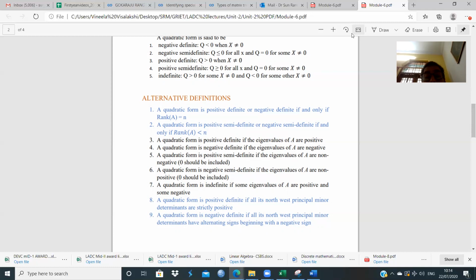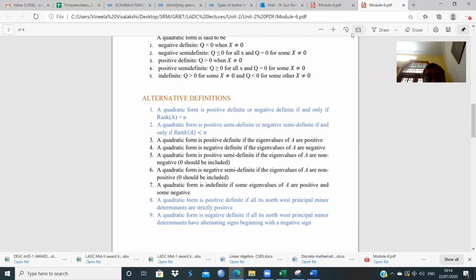A quadratic form is positive semi-definite or negative semi-definite if and only if the rank of A is less than n. So whenever A has less than full rank, then it's an indication that the quadratic form is positive semi-definite or negative semi-definite.